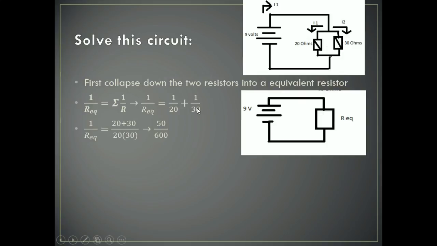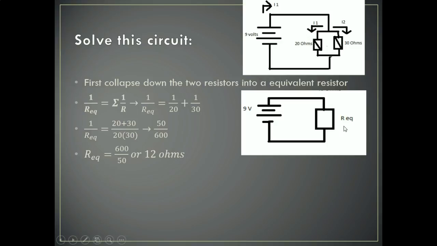So it'll always be these two numbers added together over the multiplication. So that equals 1 over Req. That's a much easier way than worrying about common denominators and stuff like that. Then if we flip both sides, 1 over Req turns into Req, and 50 over 600 turns into 600 over 50, we will get 12 ohms for the equivalent resistance.